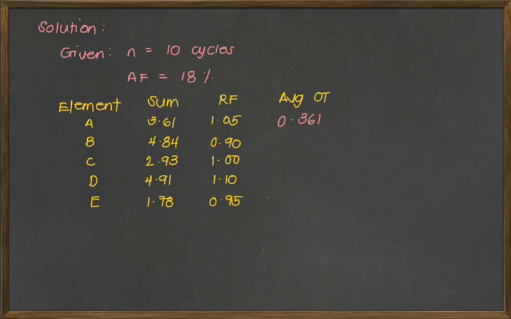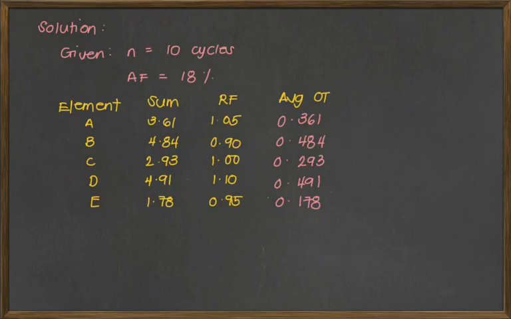Consequently, 4.84 divided by 10 will give us 0.484. Followed by 2.93 will be 0.293. 4.91 will become 0.491. And lastly, 1.78 divided by 10 should give us 0.178.